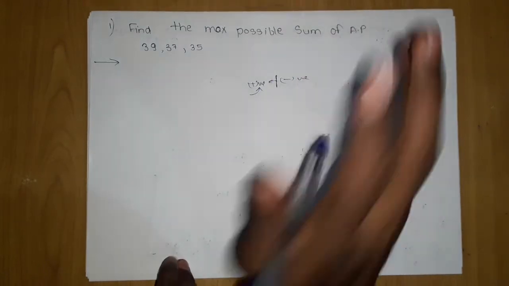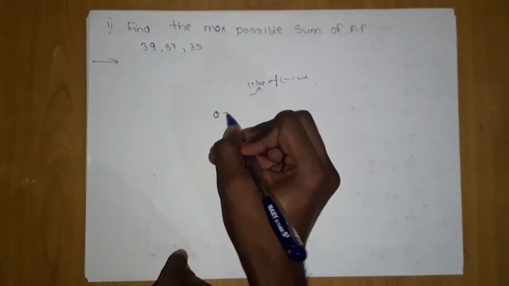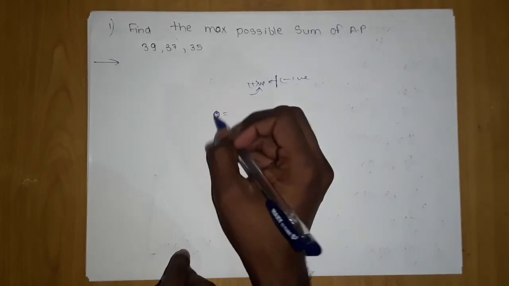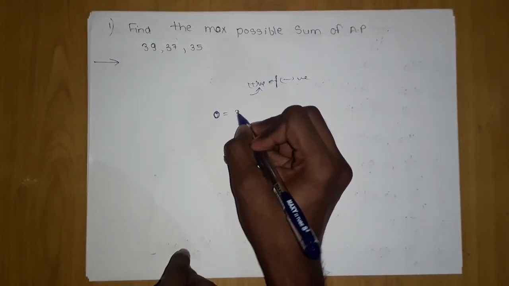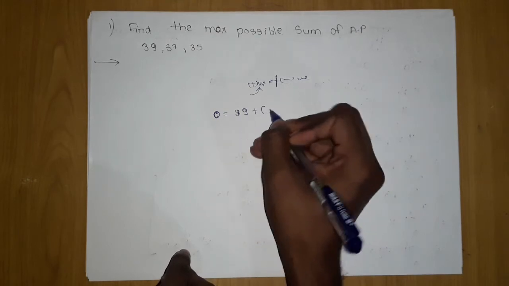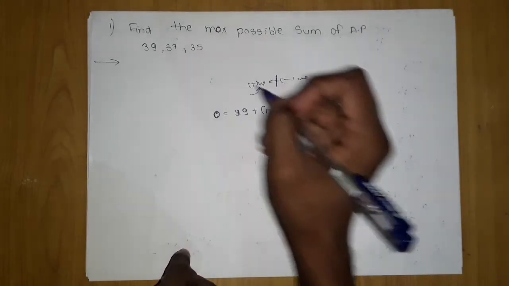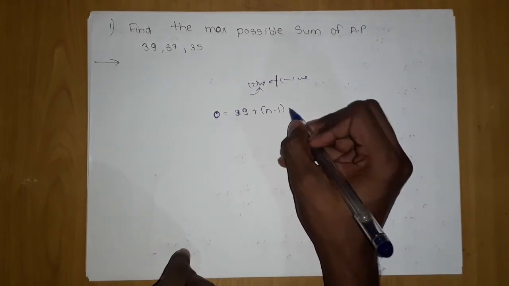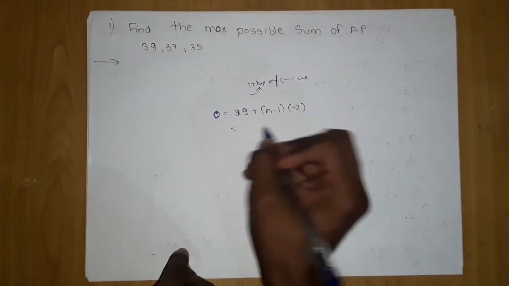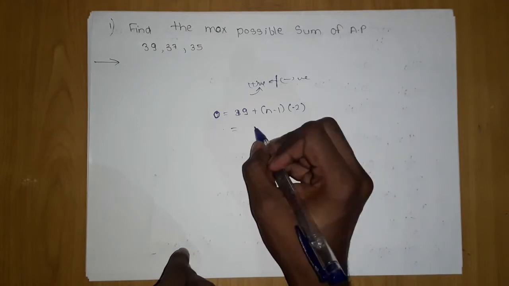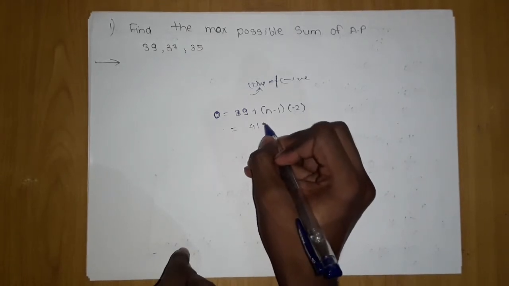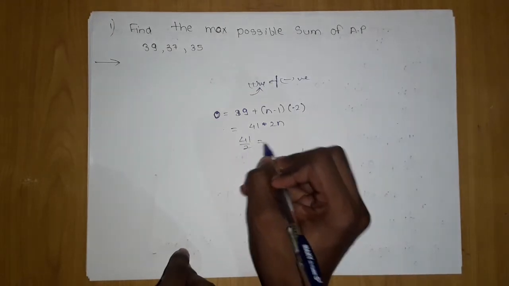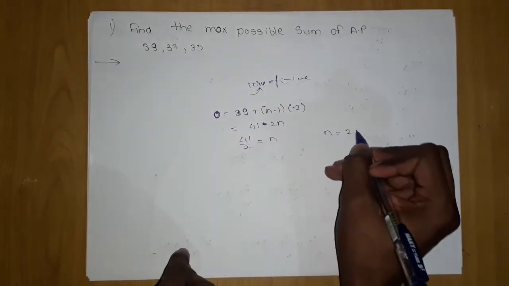Now let's assume that the last term is 0. So it should be tn, and we want to find that tn. What we have: a is 39, plus n minus 1, into d, which is 37 minus 39, which is minus 2. So we have minus 2. Now when we multiply this, we have 41 minus 2n. When we move it, we get 41 by 2 equals n. So n is equal to 20 point something.